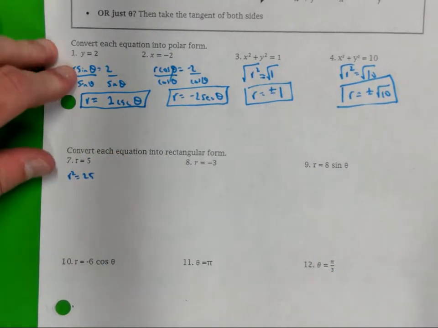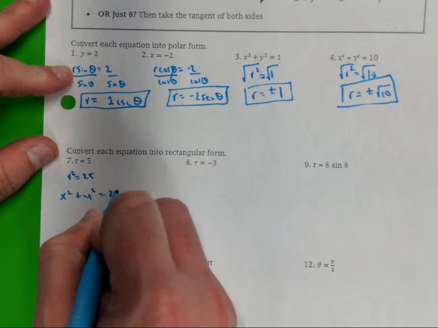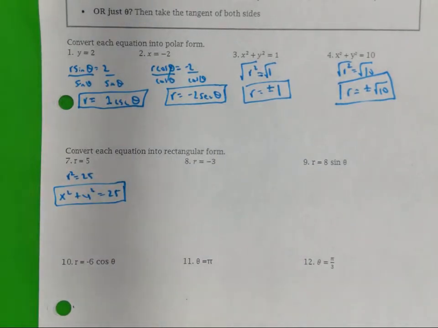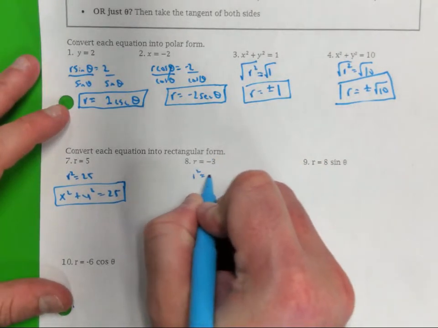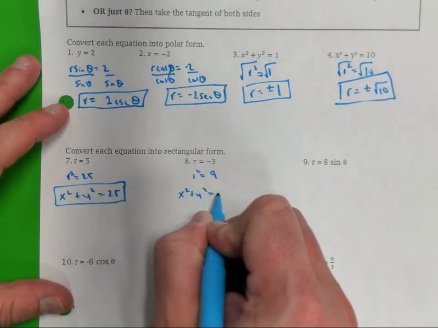Now replace r squared with what? That's your answer. Good job. Number 8 is the same concept. I'm going to square both sides. r squared equals 9. So I have x squared plus y squared equals 9.